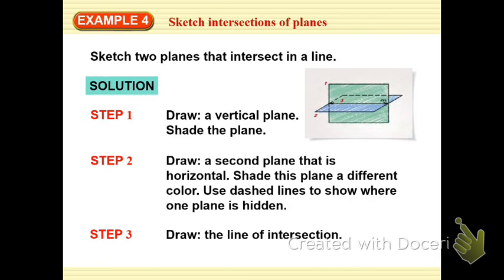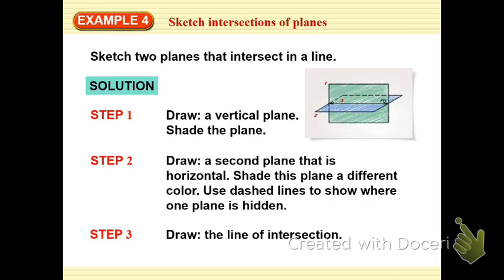These are two planes that intersect. The green one is vertical, the blue one is horizontal. What do they intersect in? What does the intersection form? It forms a line. Line JM.